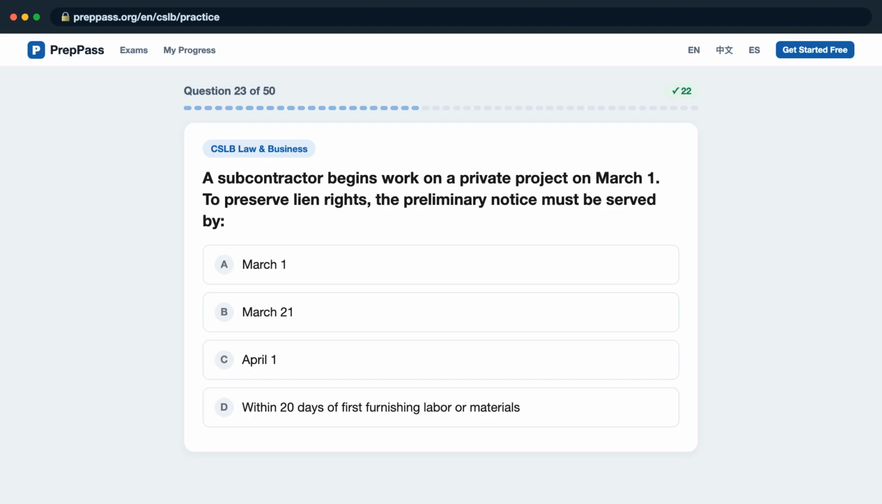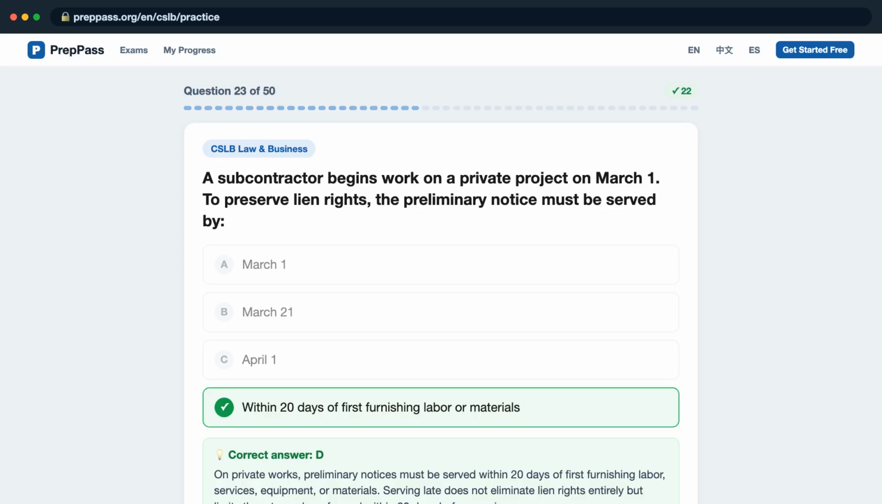Question 23. A subcontractor begins work on a private project on March 1st. To preserve lien rights, the preliminary notice must be served by, is it A. March 1st? B. March 21st? C. April 1st? D. Within 20 days of first furnishing labor or materials? The correct answer is D. On private works, preliminary notices must be served within 20 days of first furnishing labor, services, equipment, or materials. Serving late does not eliminate lien rights entirely but limits them to work performed within 20 days before service.